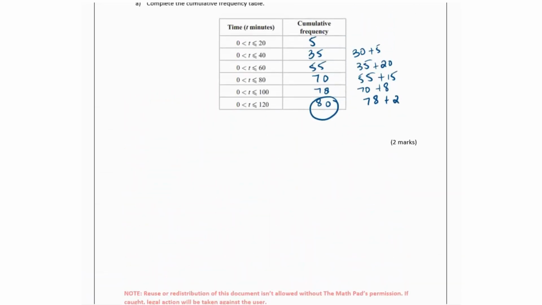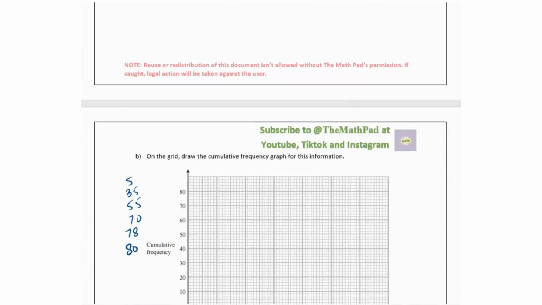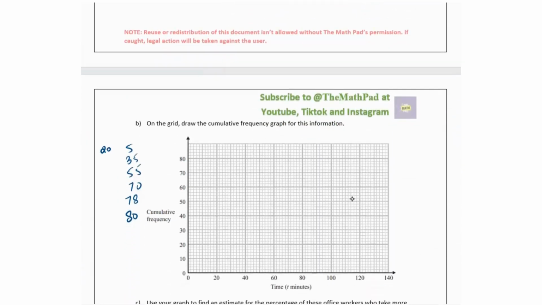Okay, now for the intervals, when you're trying to plot the cumulative frequency graph, we always pick the maximum values. We don't pick the midpoint, we don't pick the middle value, we pick the maximum values. So for the maximum values for each interval, we have 20, 40, 60, 80, 100, and 120. So these are your coordinates.